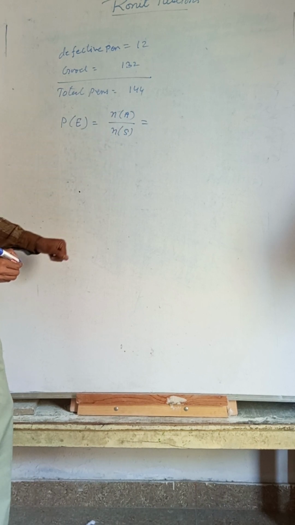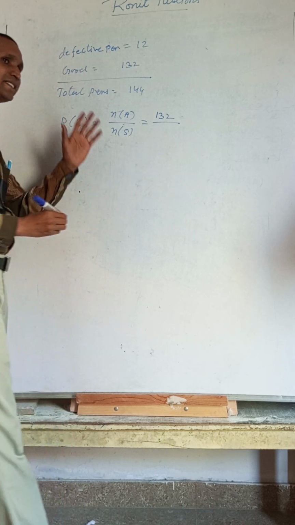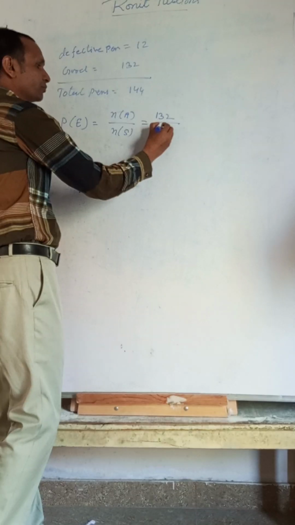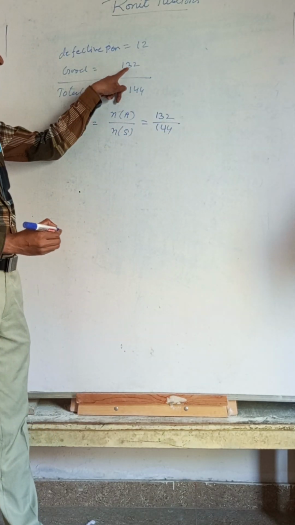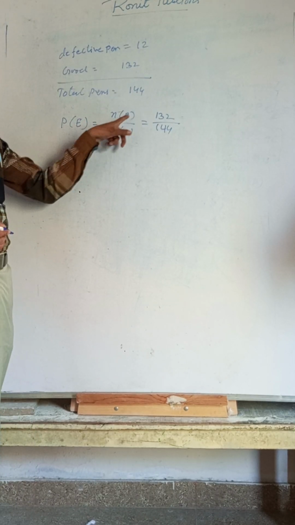How many times did the good one come? The good one is 132. What is the total? The total is 144, and the good one is 132. This is the formula: P is equal to NA by NS.